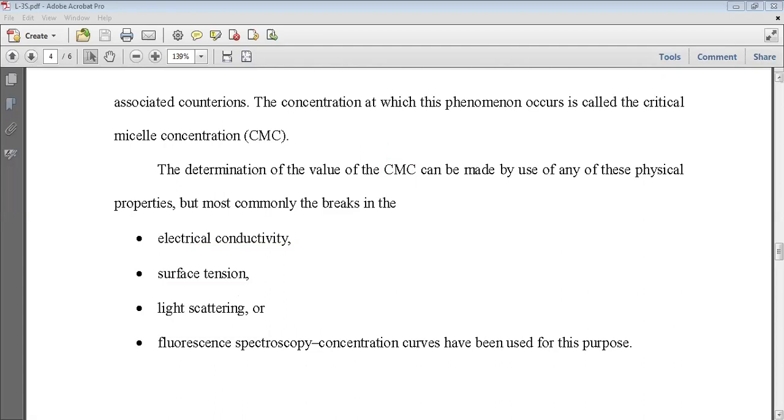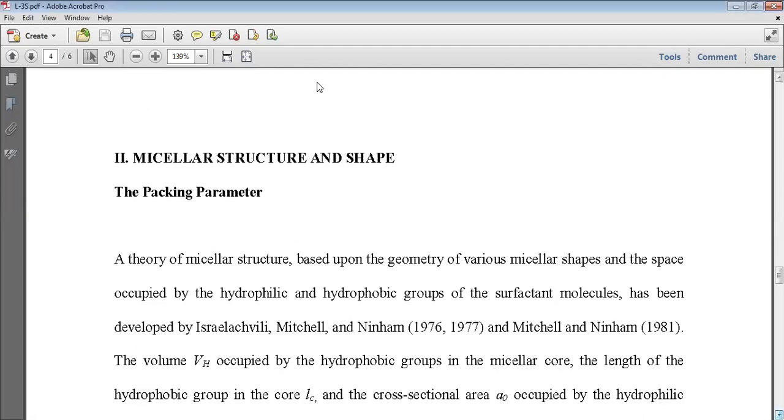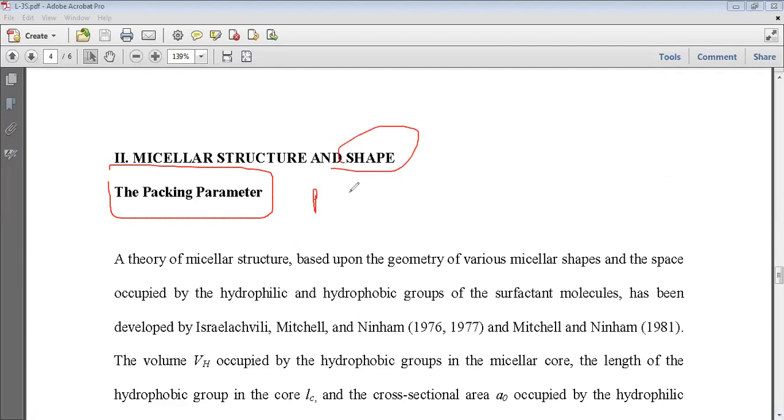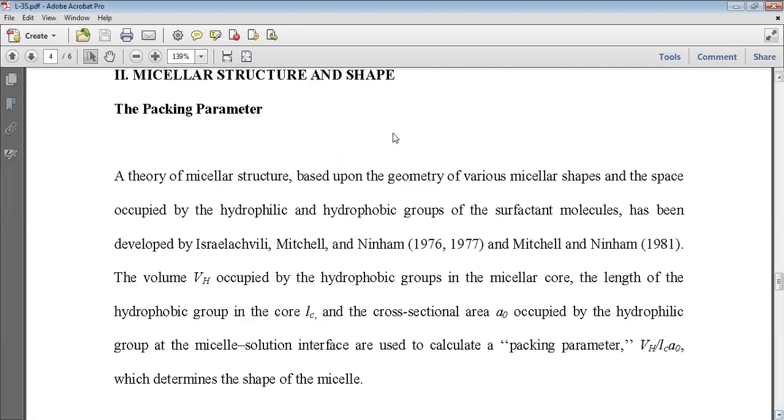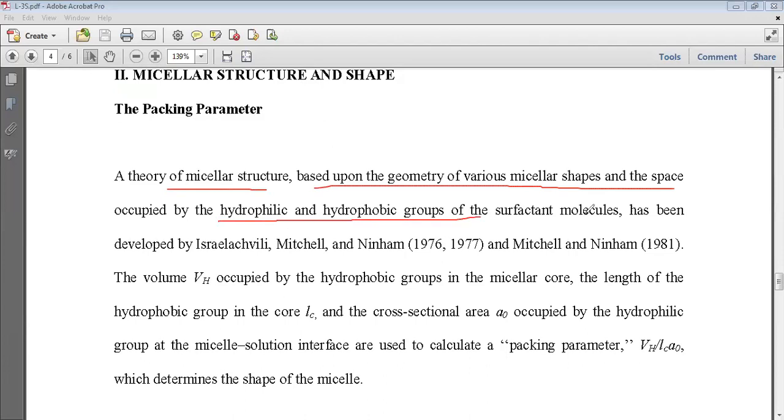Okay. Now, a very important parameter is called the packing parameter. It is also written as P. It actually gives the shape of the micelle, whether it is spherical, cylindrical, or lamellar. It also depends upon this packing parameter. What is this packing parameter? It was basically given by these scientists, a theory of micellar structure based upon the geometry of various micellar shapes and the space occupied by hydrophilic and hydrophobic groups of surfactants.